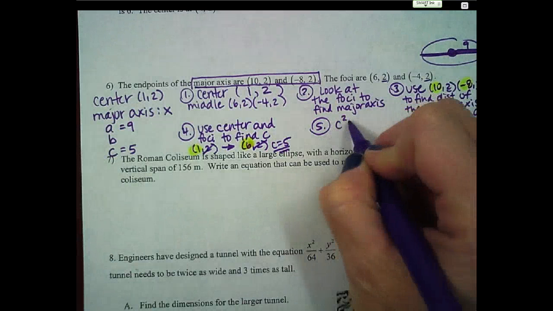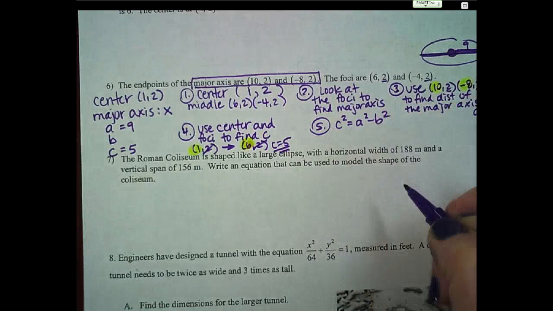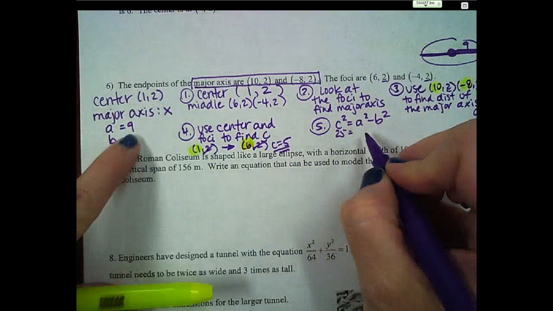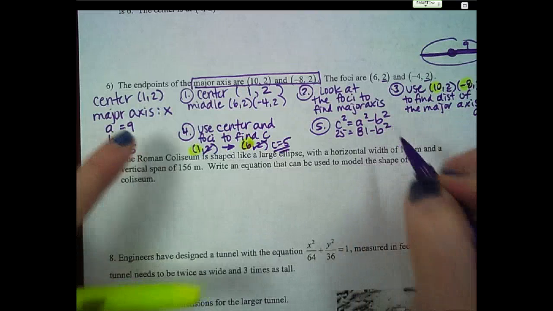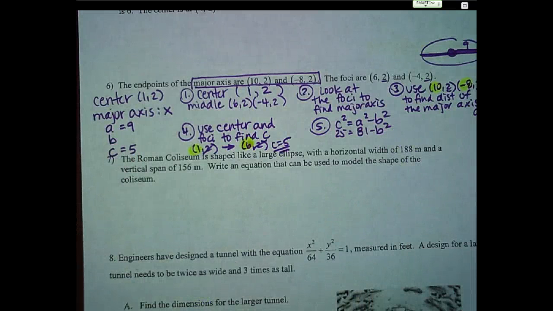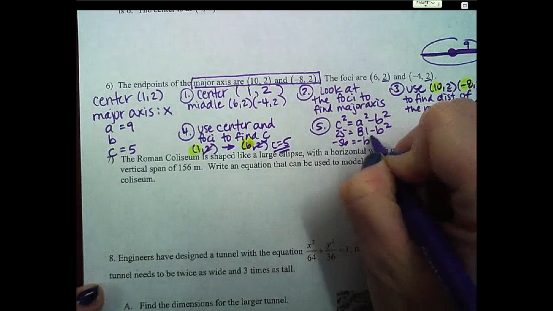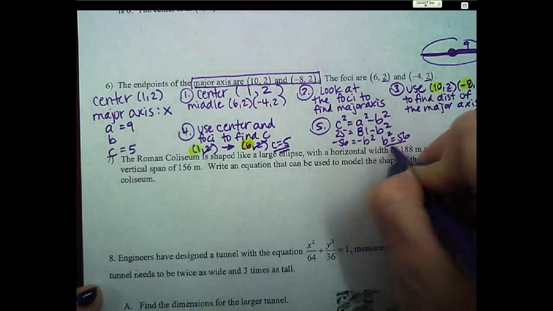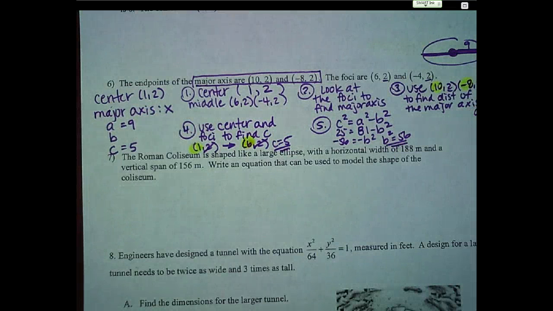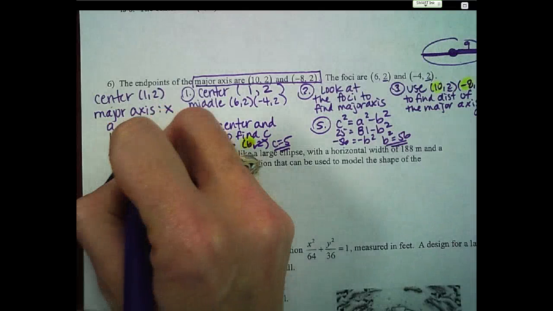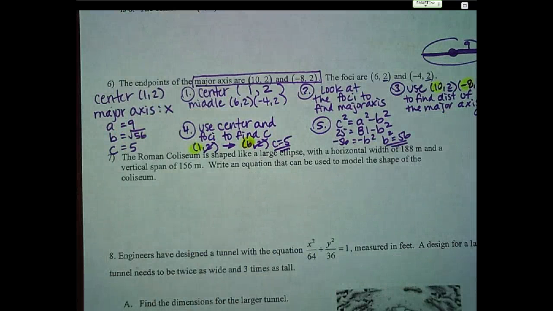The formula calls for C squared equals A squared minus B squared. So 25 equals 81 minus B squared. So take 25 and subtract 81, and you'll get negative 56 equals negative B squared. So B squared actually equals 56. Okay, so over here, B is the square root of 56. We don't have to go any farther though, okay? You don't need the actual answer because you're just going to square it, which drops the radical.